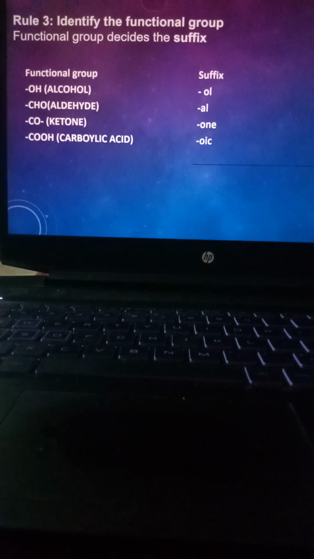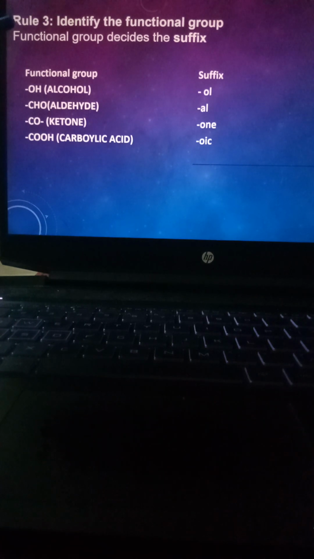Rule number 3. Identify the functional group. The functional group decides the suffix. If it is OH, it is an alcohol. Use the suffix OL. CHO, aldehyde. Use the suffix AL. CO, ketone. Use the suffix ONE. COOH, carboxylic acid. Use the suffix OIC.